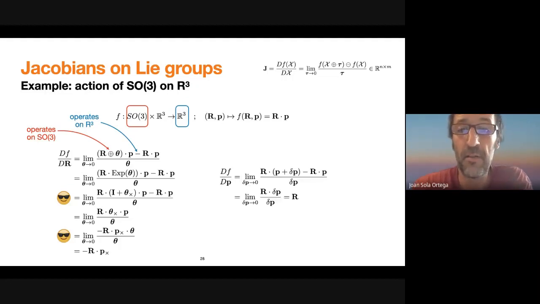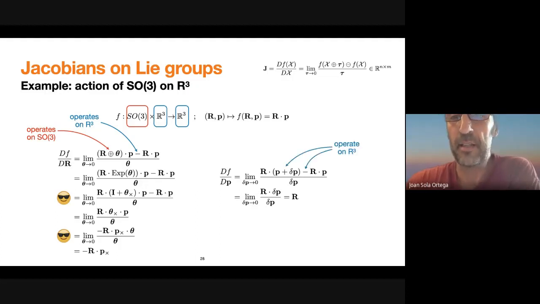The Jacobian of the same function with respect to P is much easier. Okay? You perturbate P. Now P is a vector, so you perturbate with a regular plus, and you do the same things. And very, very quickly in this case, you get R delta P divided by delta P. So the Jacobian is R. Okay? And in this case, both plus and minus operate on the vector space R3. So they are just regular sum and difference.